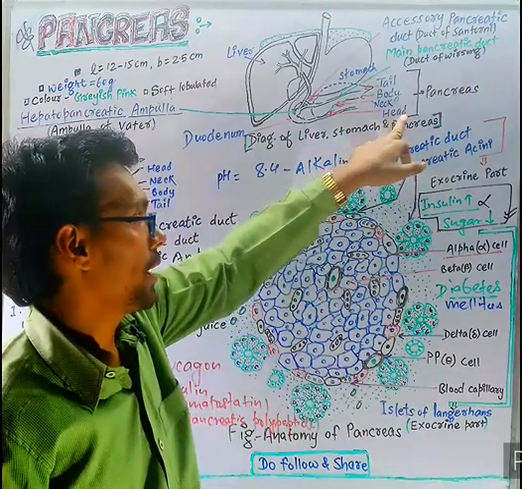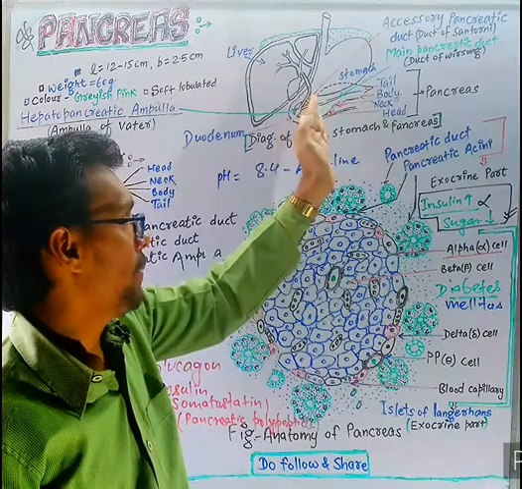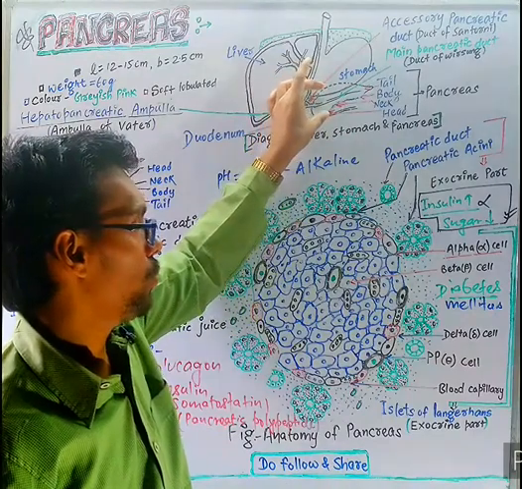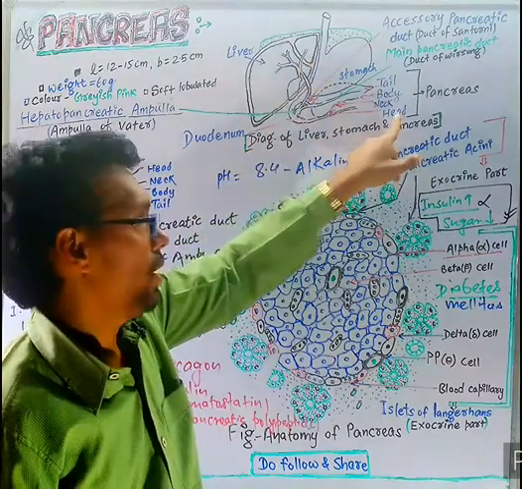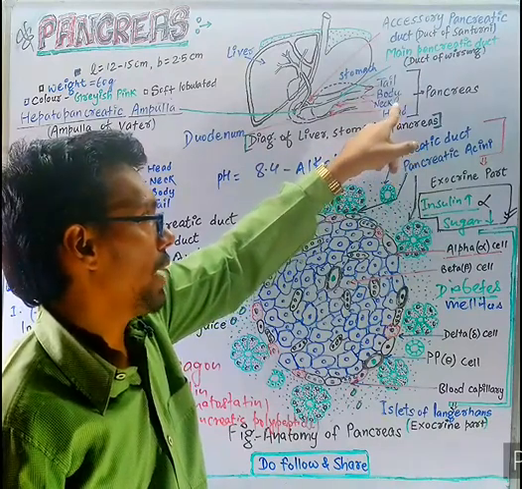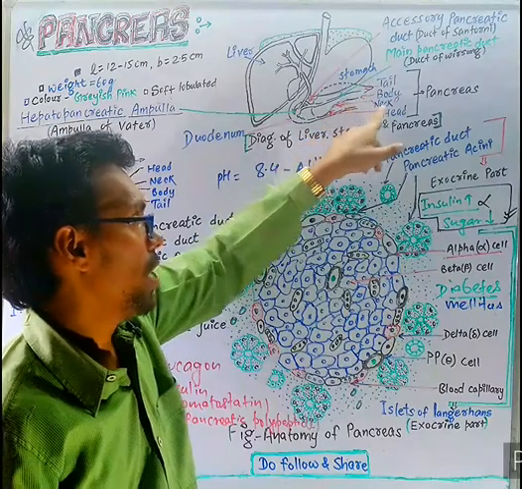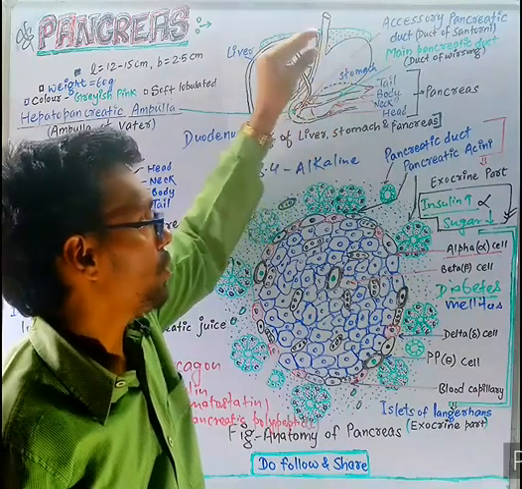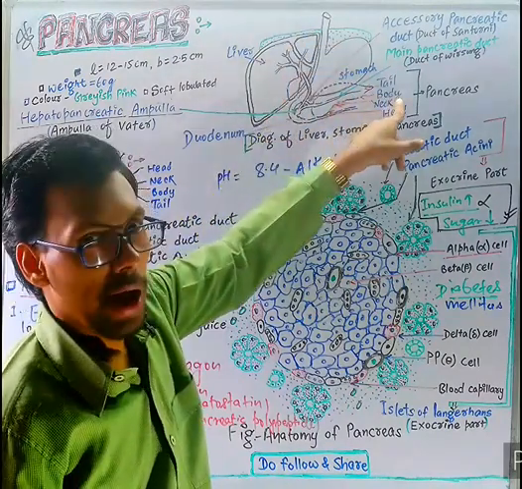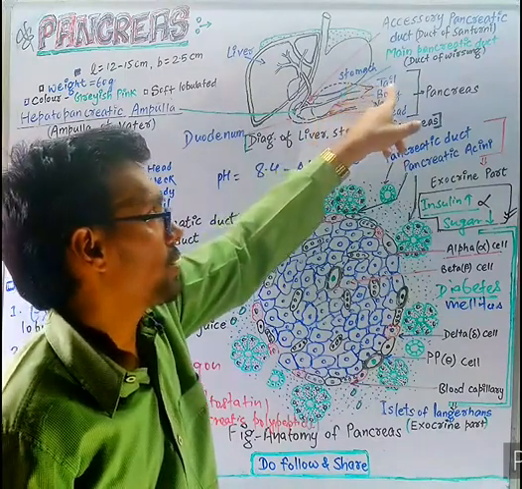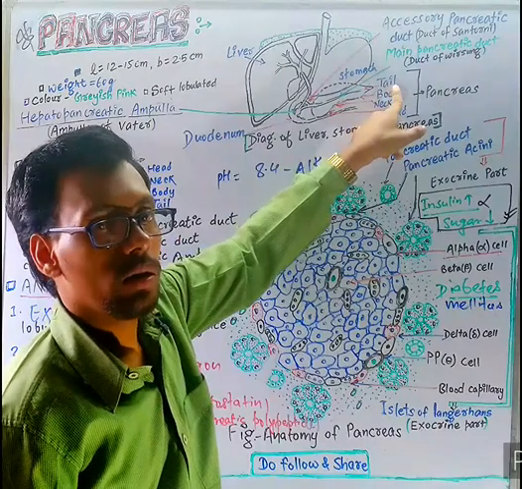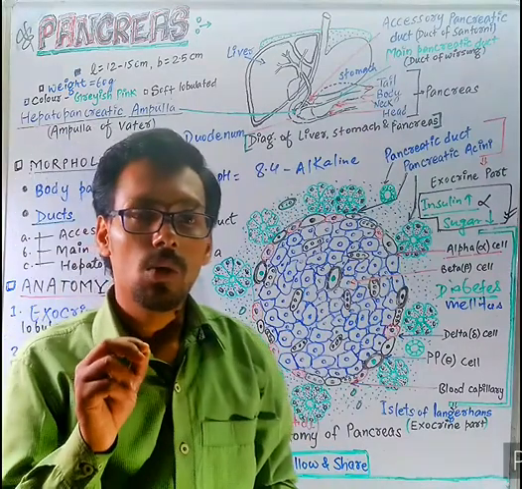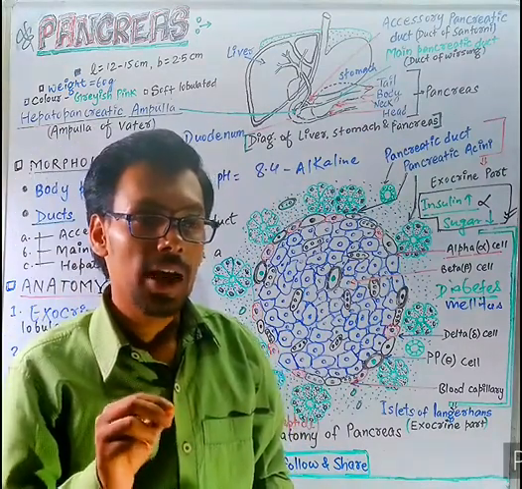First is the head part, which lies beneath or near the duodenum. It is a broad part of pancreas, called head, and the head continues to the neck, which is a constricted region. After the neck, a broad area positioned behind the stomach is called body, and lastly, the small narrow structure is called tail.